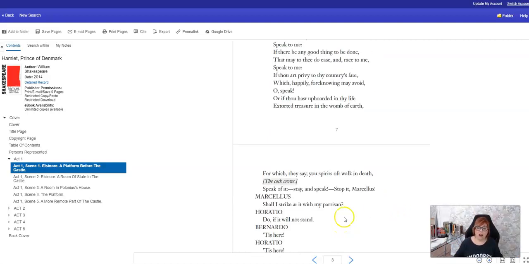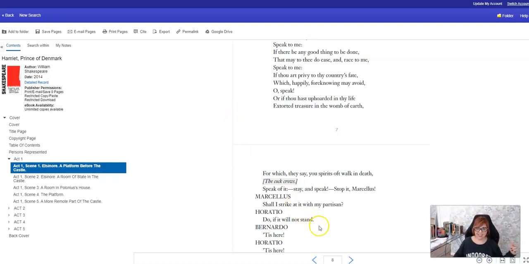And at this point, the cock crows. On stage, the ghost starts kind of shrinking back. And so Horatio gets really upset. Speak of it, stay and speak. Stop it, Marcellus. So again, the ghost is wanting to like retreat. The ghost is starting to run away.